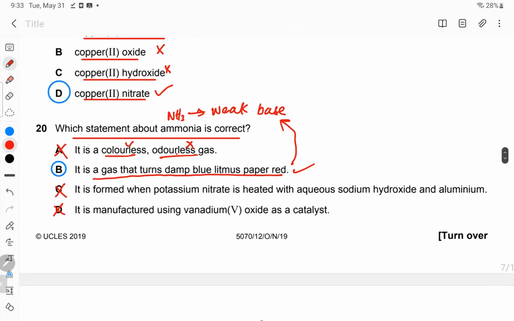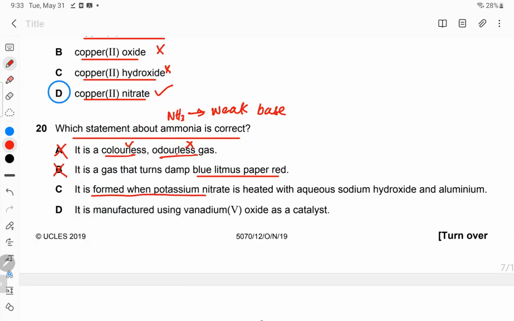Isn't it the opposite? Doesn't it turn red litmus paper blue? Yes, sir. Oh yes, my mistake. Sorry, you are right. The blue litmus turns red with an acid, not an alkali. Yeah, I overlooked. So B goes wrong.